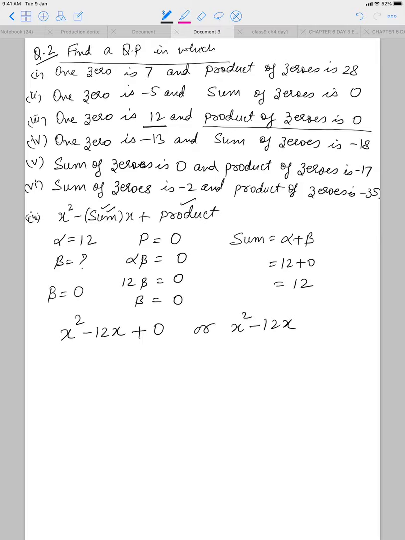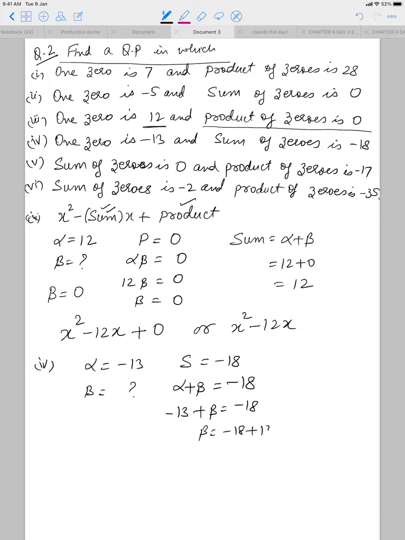Next, the fourth part is again the same, but let's do it once again. Alpha is equal to minus 13 and the sum of the zeros is minus 18. The other zero I assume as beta. So in place of the sum I am writing alpha plus beta is equal to minus 18. Now in place of alpha I can write minus 13 plus beta is equal to minus 18. So beta is minus 18 plus 13, which is equal to minus 5. So I have got beta as minus 5.